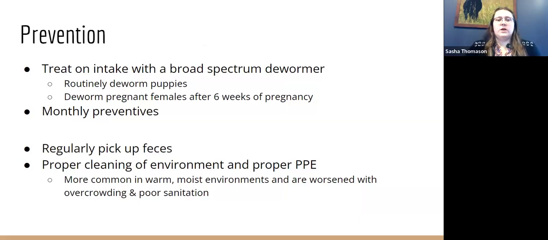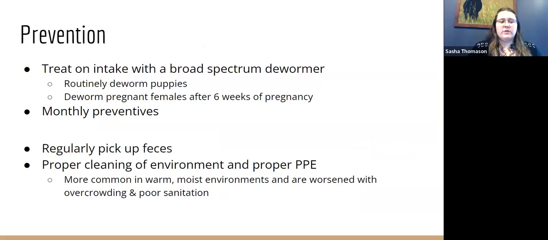Just like roundworms, this one can be treated with your broad spectrum dewormers. Monthly preventatives, so still at the 2, 4, 6, 8 weeks for your puppies, and then after 6 weeks of gestation, you can deworm your pregnant females to help prevent environmental contamination.